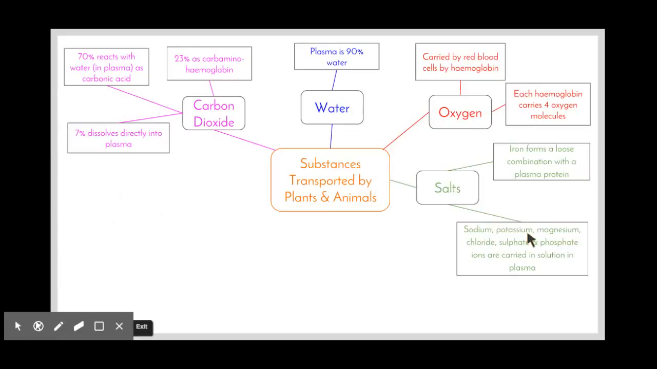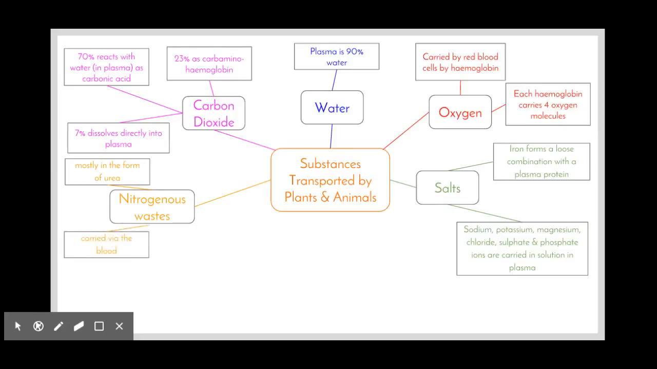So we also have nitrogenous wastes. These form as a waste product from the breakdown of proteins in the liver. They are mostly in the form of urea with a small amount of creatinine and uric acid. So these are carried via the blood to the kidneys, where they are removed and excreted by the body in urine. So high levels of nitrogenous wastes lead to us producing a more concentrated urine. And if we have a good supply of water, we usually produce larger amounts of urine, but it's not as concentrated because we have this excess water that's found in there.